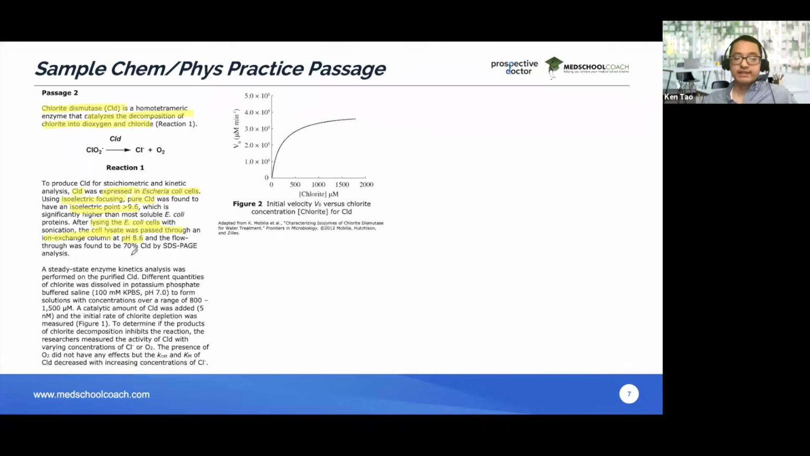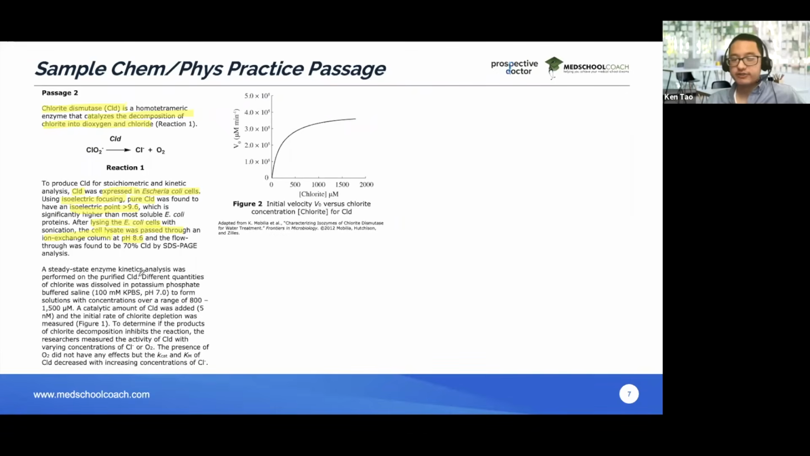So in this case, we're able to figure out step by step what they did. They expressed the enzyme, they figured out its isoelectric point, and then they ran it through an ion exchange column, and they collected 70% chloride dismutase in the flow through. Good. So next, a steady state enzyme kinetics analysis was performed on the purified COD.